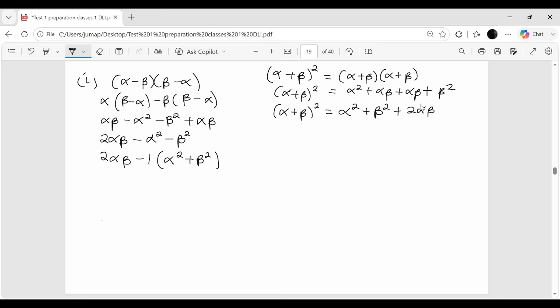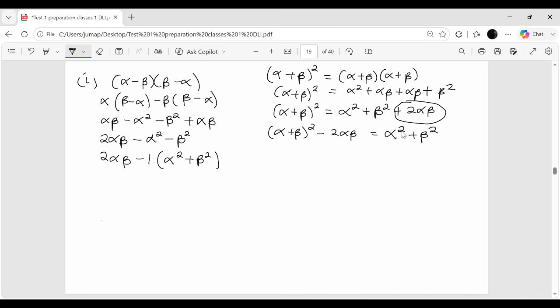So now, I'm going to make alpha squared plus beta squared the subject of the formula, meaning that I'm going to have alpha plus beta squared, then minus 2 alpha beta, because this one has come to this side, is equal to alpha squared plus beta squared.